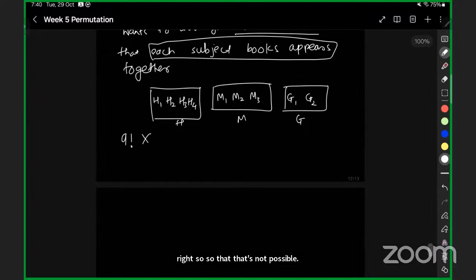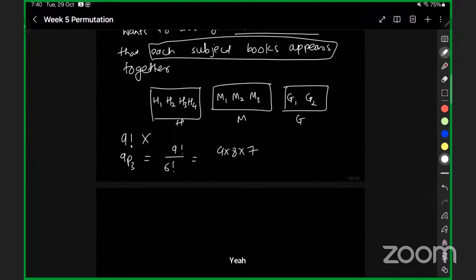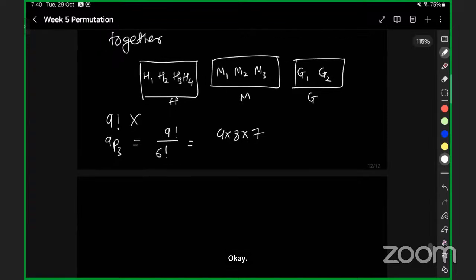Okay, anything else? Sir, nPr, that formula. Okay, so what is r? Sir, is it 3? Okay, so 9P3. What is that going to be? 9 factorial by 6 factorial, so this is going to be 9 into 8 into 7.